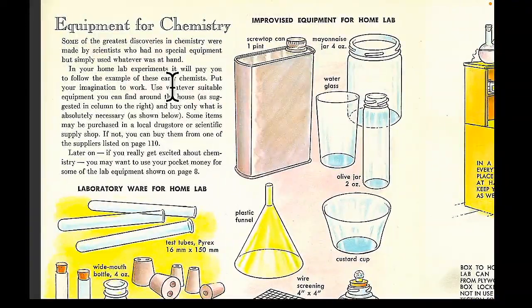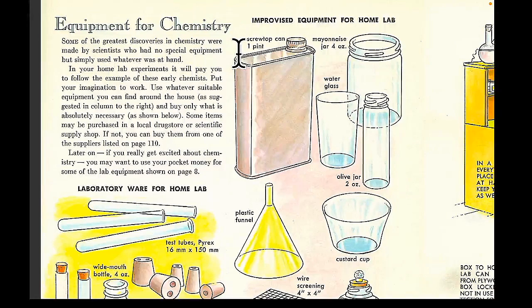Equipment of chemistry. Some of the greatest discoveries in chemistry were made by scientists who had no special equipment, but simply used whatever was at hand. In your home lab experiments, it will pay you to follow the example of the early chemists. Put your imagination to work. Use whatever suitable equipment you can find around the house, as suggested in the column to the right, and buy only what is absolutely necessary, as shown below.